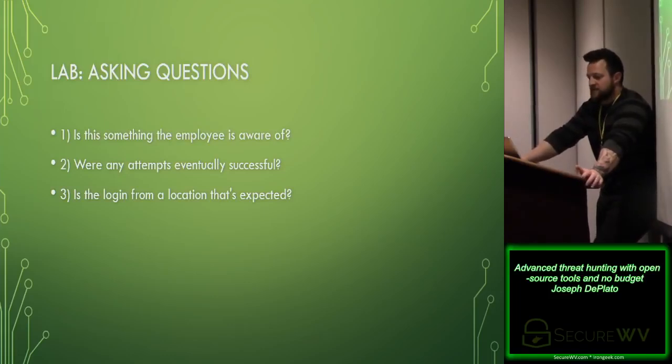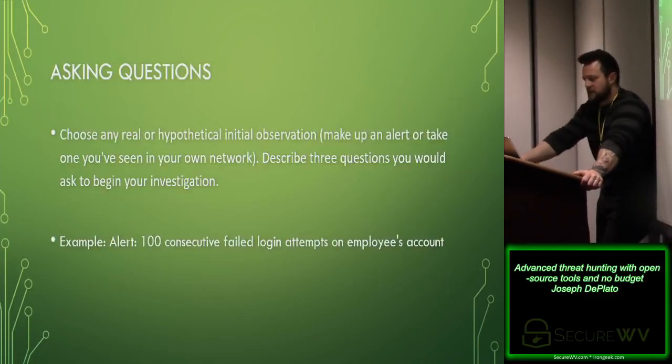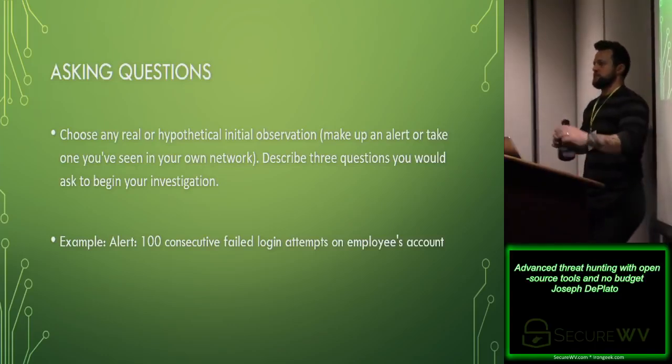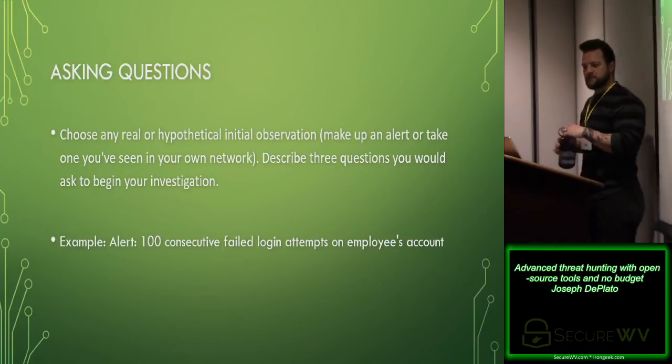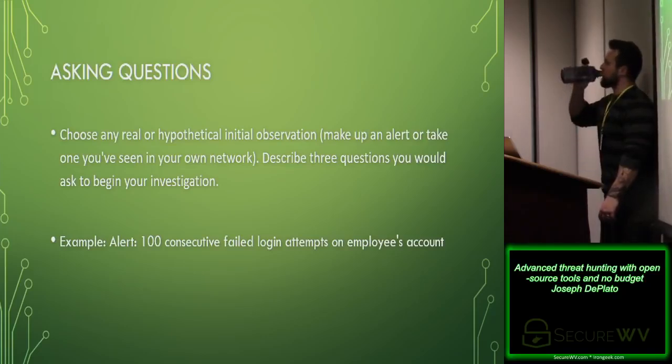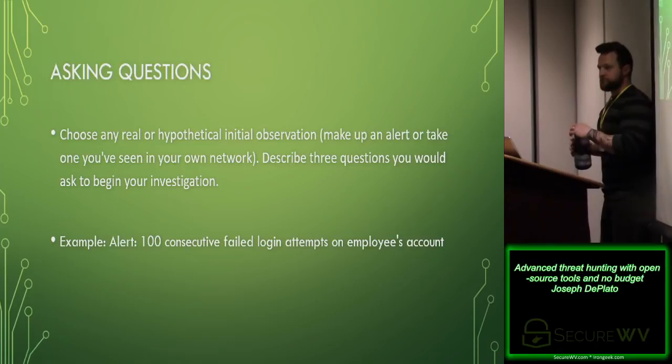So my example is we have 100 consecutive failed login attempts on an employee's account. It generated an alert to our SIEM, and then we're going to start asking questions. The questions that I'm looking to ask are: is this something the employee is aware of? Were any attempts eventually successful? And is the logon from a location that is expected? So come up with a couple of real or hypothetical observations, and then I'll call on you or just raise your hand, and we can go over what questions we would ask for those.